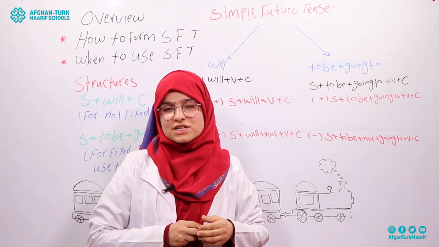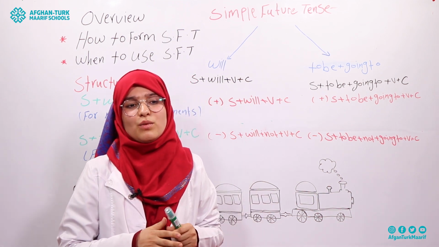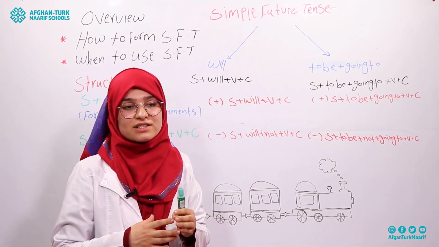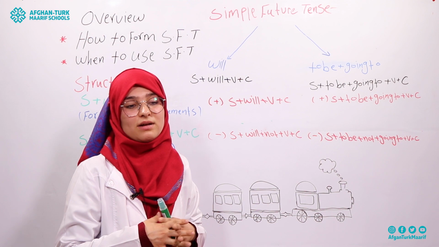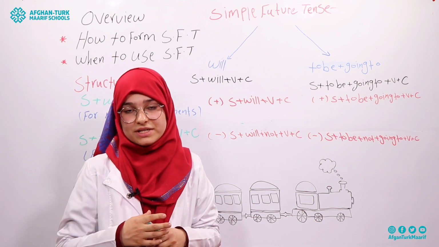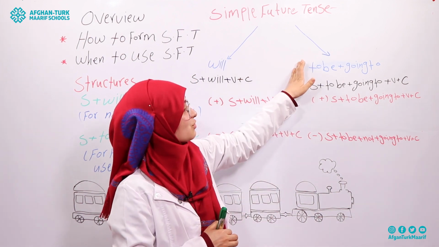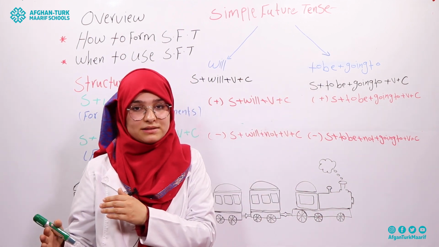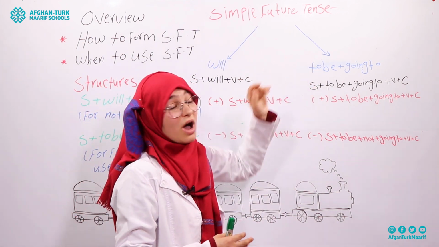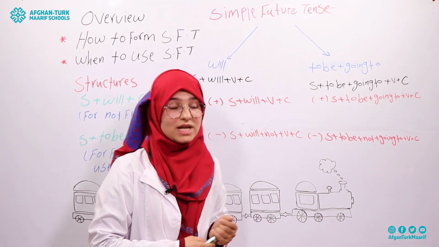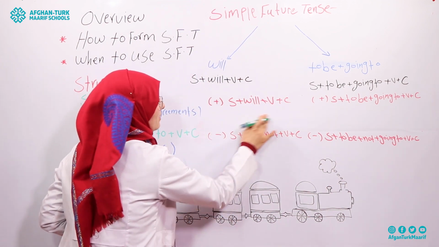We use the first structure when we want to talk about those actions or activities that we haven't decided to do. But the second one, we use this structure for those actions that we have planned before, and in this case you have to use a time indicator as well. So now let's write some examples.